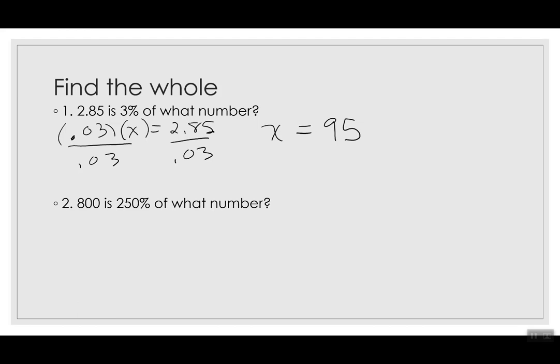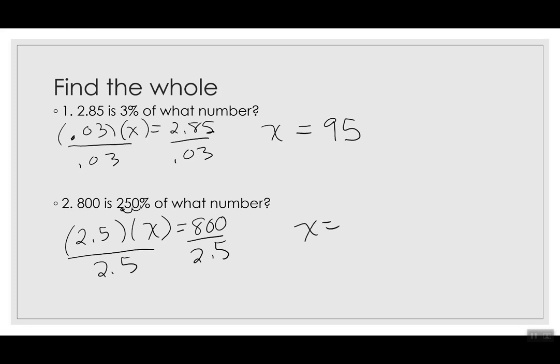Let's try it again. 800 is 250% of what number? 250%, remember we're changing two decimal places, so this becomes 2.5 written as a decimal. X is what we're trying to find, and 800 is our part. We're dividing by 2.5, which gives us 320.